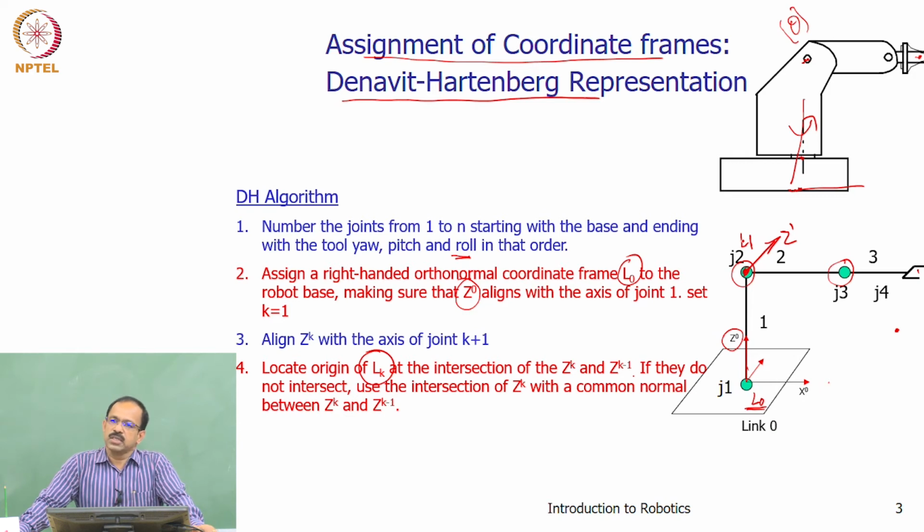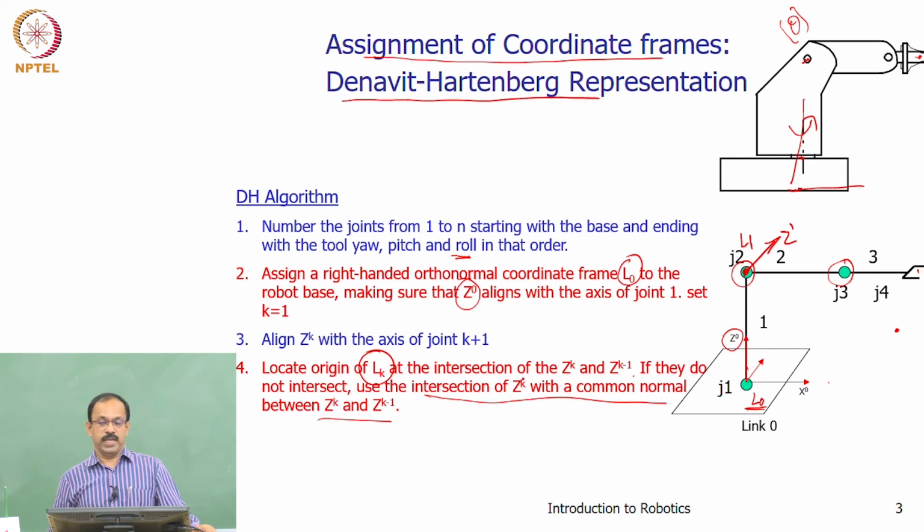So now we got the origin and the z-axis. Now, in case they are not intersecting, find a common normal between Zk and Zk minus 1 and see where Zk is intersecting with that common normal. Okay, so if they are parallel, we will see that case next. So if they are parallel, they are not intersecting, then you find a common normal and then see where Zk is intersecting with that common normal. That will be the origin of the coordinate frame.